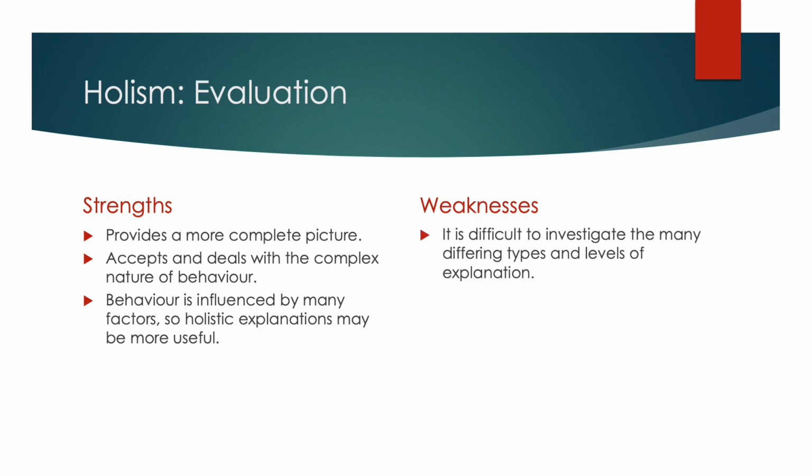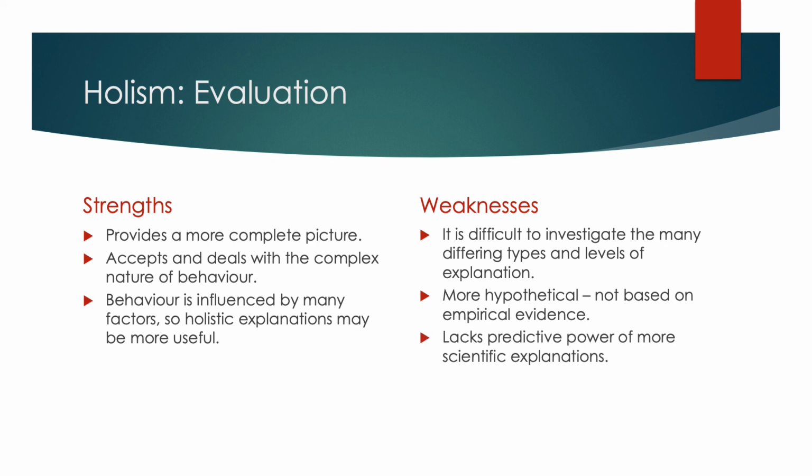However, it is difficult to investigate the many different types and levels of explanation, and it's more hypothetical. It's not based on as much empirical evidence. If you take the humanistic approach as an example of this, there's not as much empirical evidence of self-actualization and congruence and conditions of worth than there is for an approach such as the biological approach. And because of this, it lacks the predictive power that more scientific explanations have.